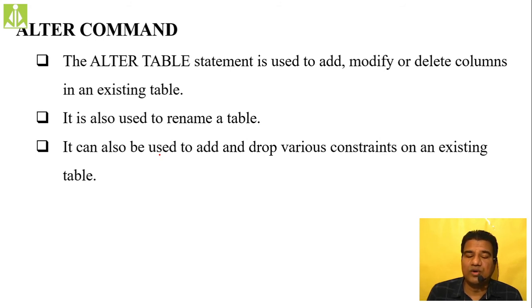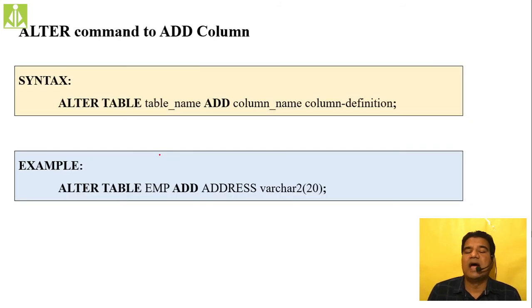So for now, we discuss how to add the columns, how to remove the columns, and how to modify the columns, along with how to change the name of a table using the alter command. First one, adding a column to an existing table. We already have the employee table, and in that table we have 4 columns: EID, ENAME, EAGE, and ESAL.